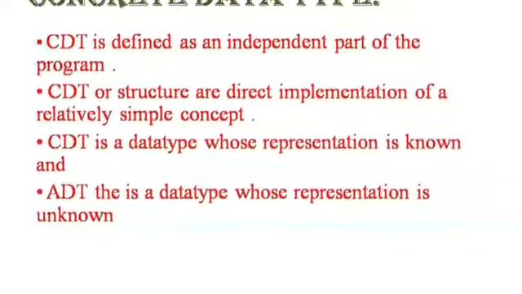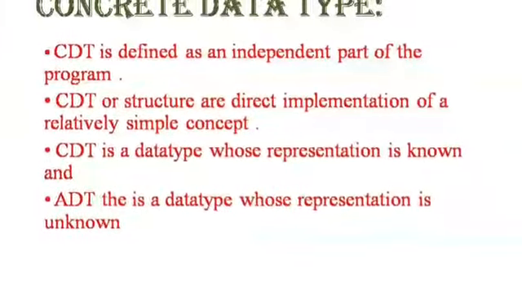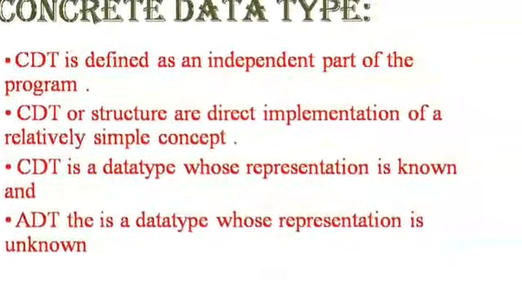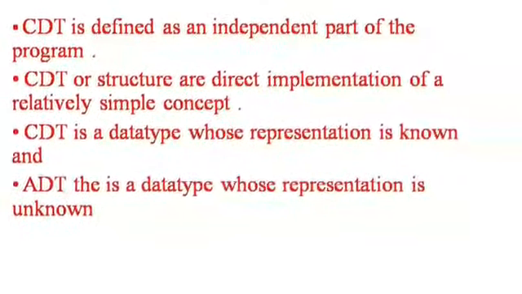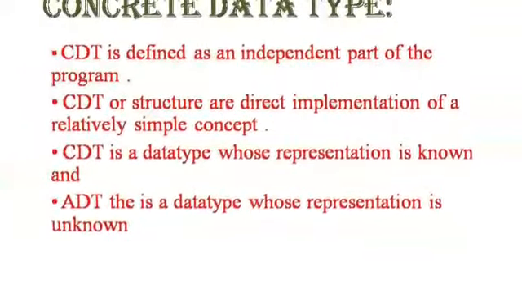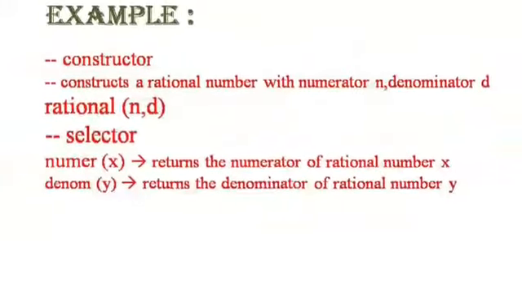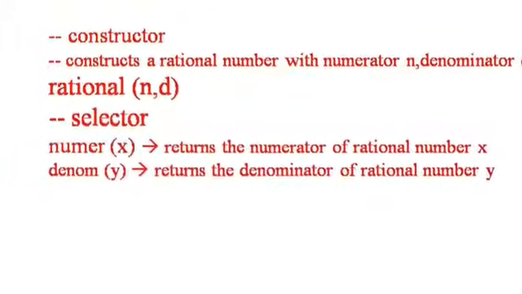Concrete data type is defined as an independent part of the program. It is a direct implementation of a relatively simple concept. CDT is a data type whose representation is known. ADT is a data type whose representation is unknown. Let us see an example for an ADT for rational numbers.